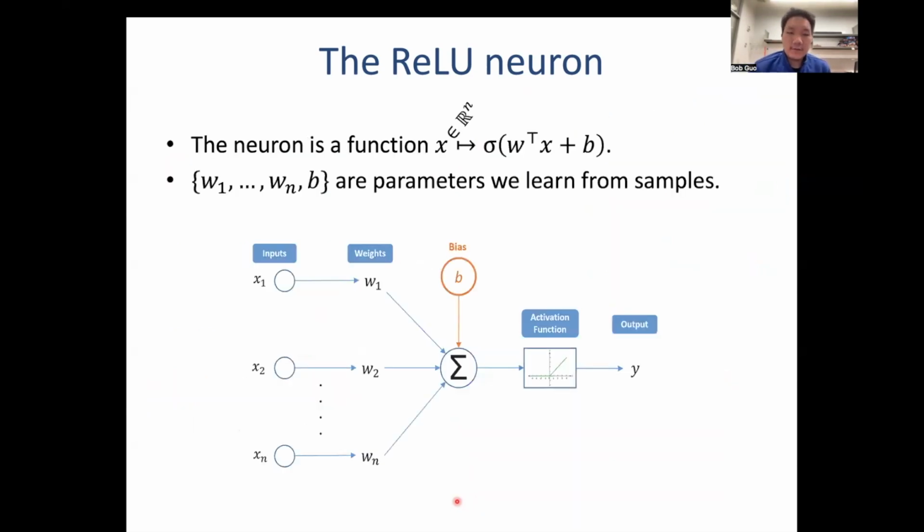And the ReLU neuron is just a function from n-dimensional input to one-dimensional output. What the neuron does is to first take the inner product between the weight W and the input X, and then we add the whole thing to the bias B, and we send it through the activation function, the ReLU function, which we call sigma, and this is the one-dimensional output Y that we wanted. Ideally, these parameters, W1 through Wn, and also the bias B, are the parameters we learn from training samples.